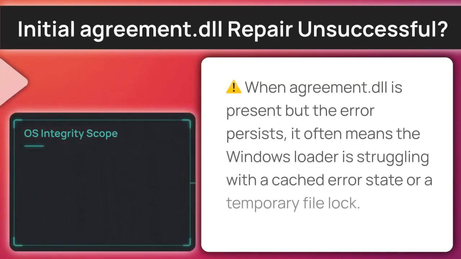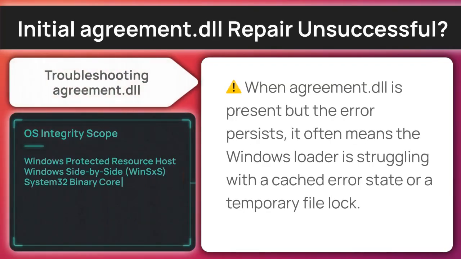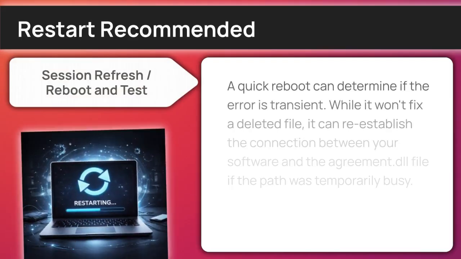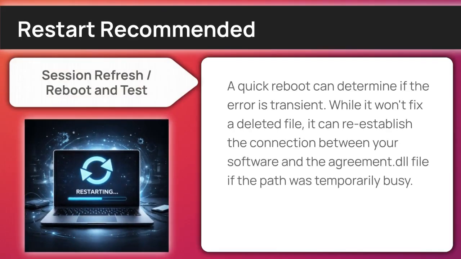Should the file remain missing after a reinstall, we need to ensure that the operating system is forced to re-index its shared library paths. A standard reboot clears out temporary memory conflicts and gives the Windows loader another chance to properly register the Agreement Library component during startup.